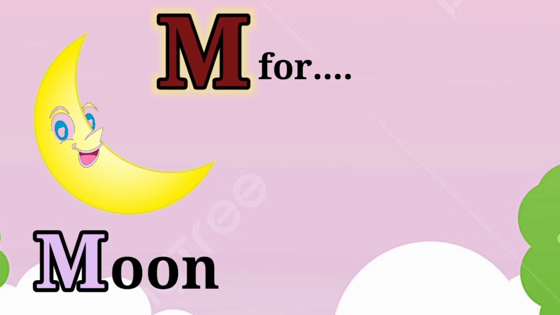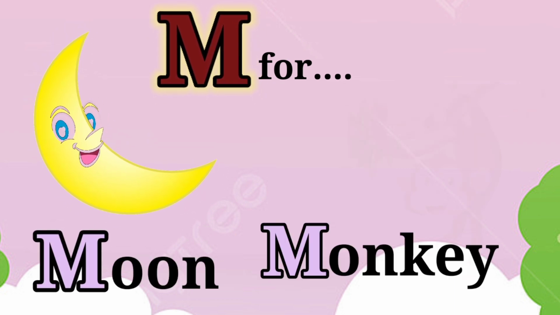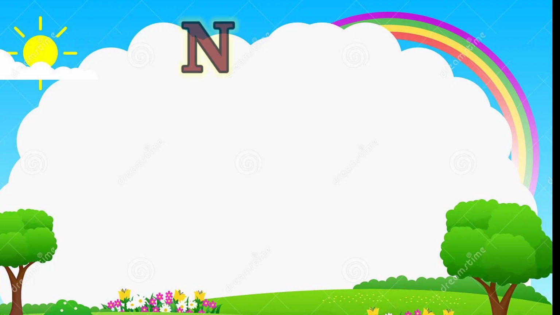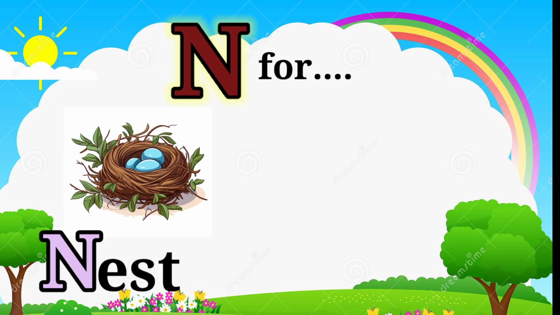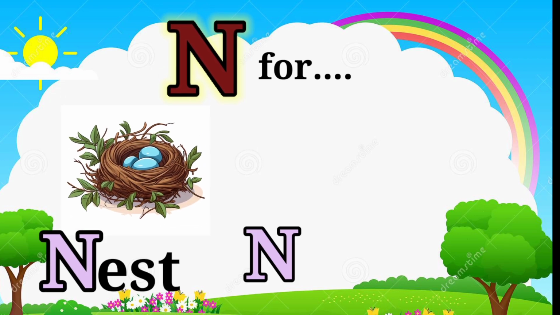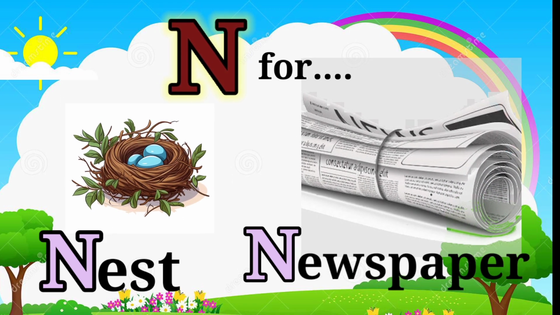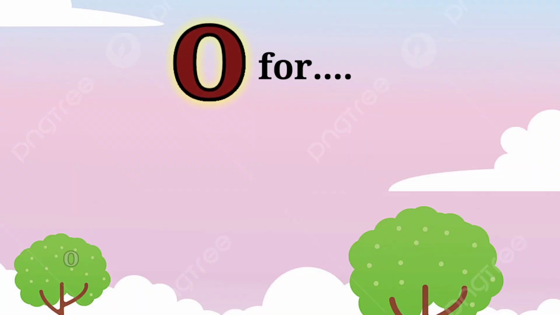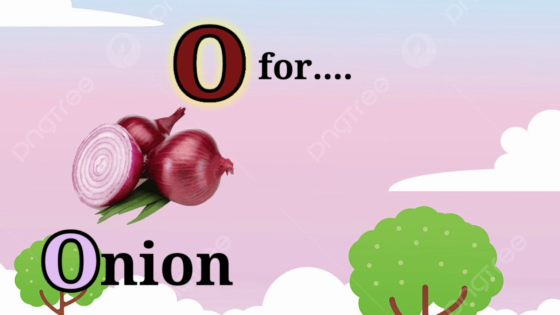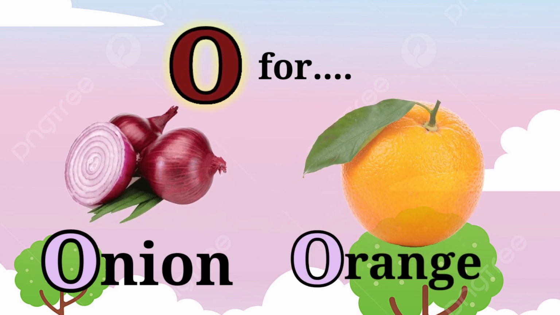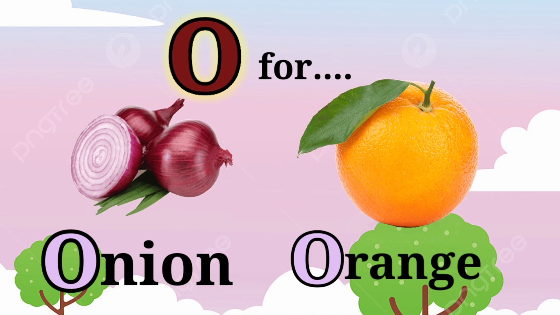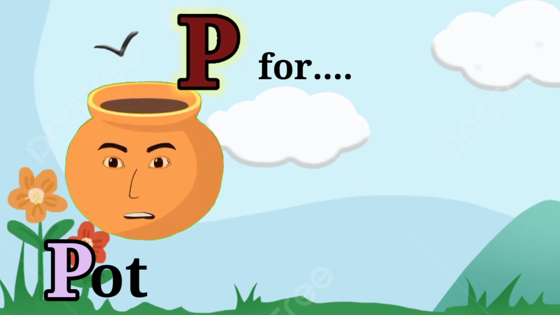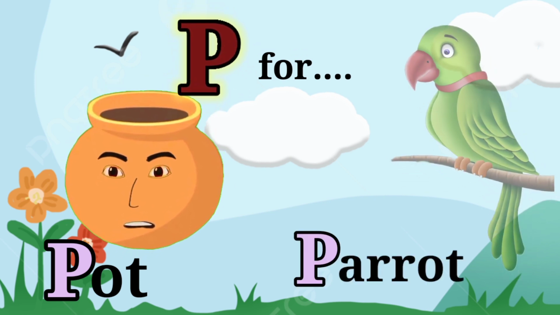M for moon. M for monkey. N for nest. N for newspaper. O for onion. O for orange. P for pot. P for parrot.